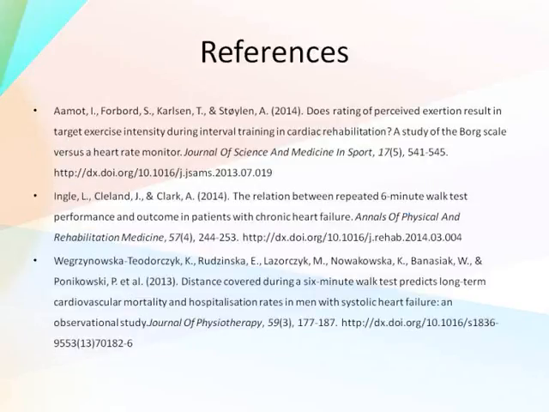Rate of perceived exertion is not always an accurate indicator of exercise intensity, as Arntzen, Fjørtoft, Carlsen and Støylen 2014 suggest, as a patient may engage in exercise at a lower intensity, i.e. not walk to their best ability. This is rectified through the use of the pulse oximeter or a heart rate monitor so the patient can work at a target heart rate.